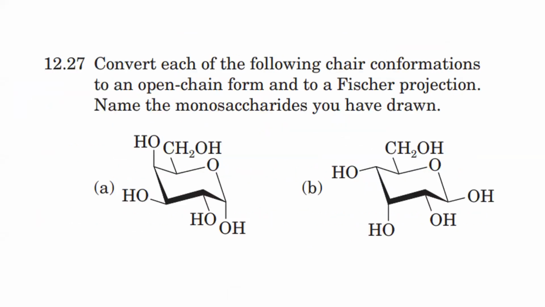Convert each of the following chair conformations to an open chain form and to a Fischer projection. You have here the chair conformation in cyclic form. And in the mutarotation process, you can convert this into straight chain and straight chain to this one, from the Fischer to this projection. From this, you can name what kind of monosaccharide this one is. It's not easy to see with this. You have to look, because the list that we had is in the Fischer form. Okay, and this one is in the cyclic form.